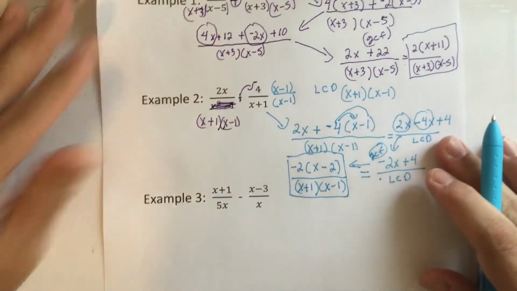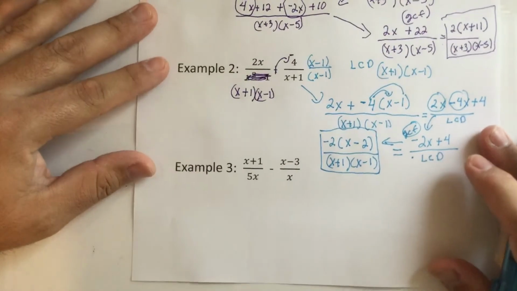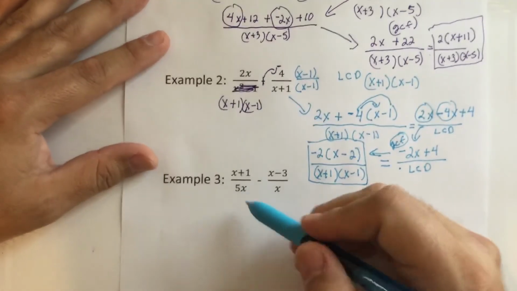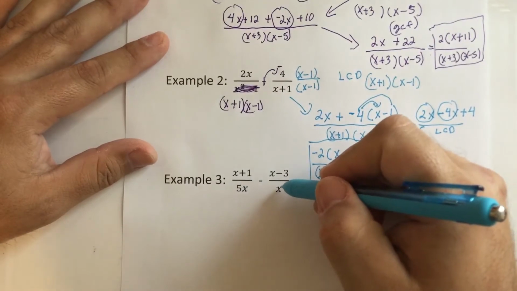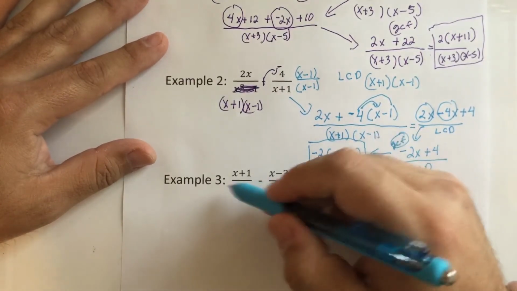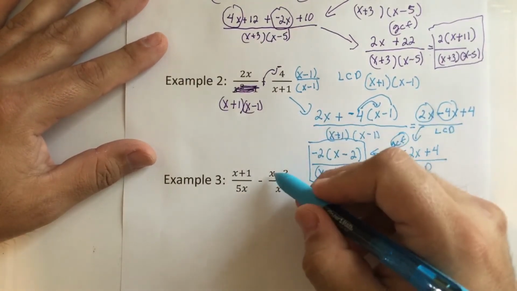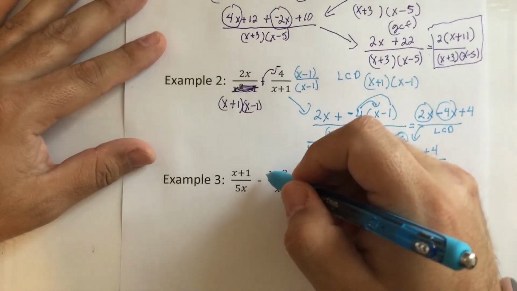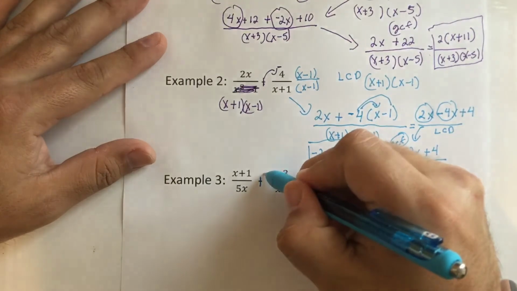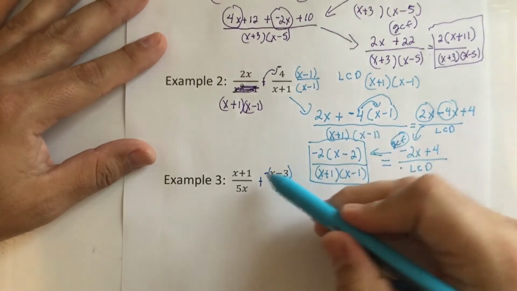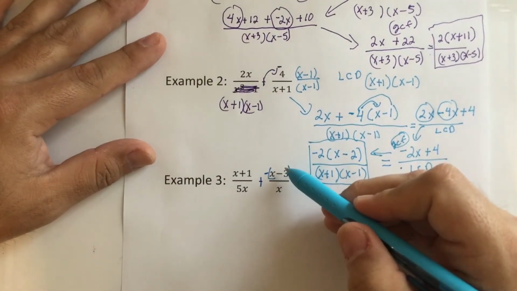All right, example 3. Example 3 looks a little bit different. You'll notice that there's not a binomial here. These are only monomials. I have a 5x here and an x here. Well, they both have an x, but they're missing a 5. So this piece right here is missing a 5. Okay, now be careful. I'm going to distribute a negative 1 as well because I'm changing that. So remember, when I distribute this negative 1, I got to distribute it to everything in there.